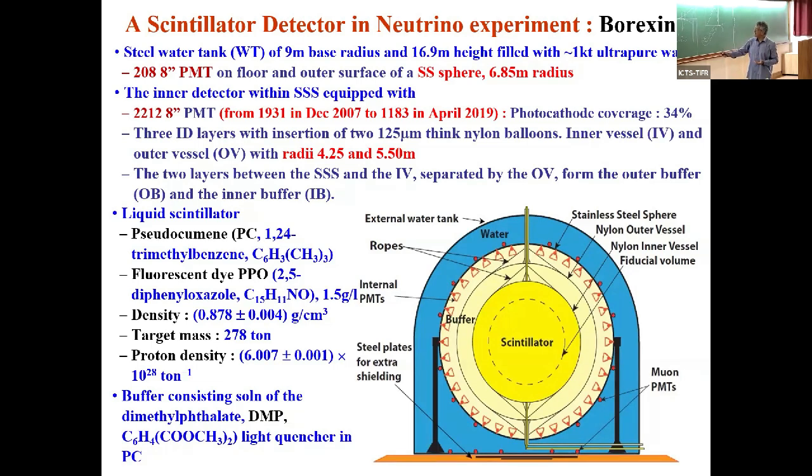And in this part of the surface, the inner part, they put an extra dye material. The buffer consists of a solution of DMP. Basically, in this area, even if scintillation photons are produced, they are reabsorbed. So they wanted only the scintillation photons produced in this inner region. And also within these regions, this is the inner circle part.